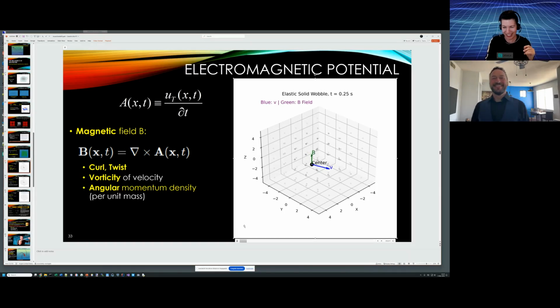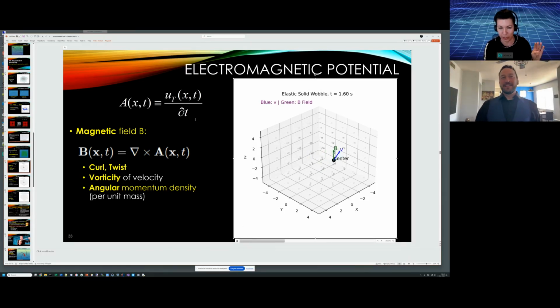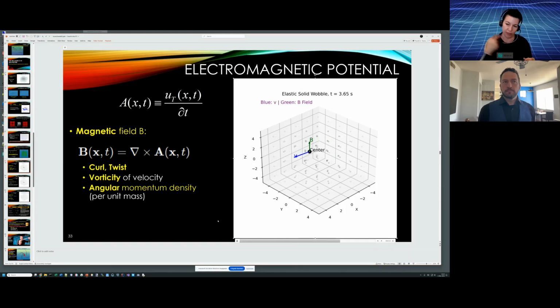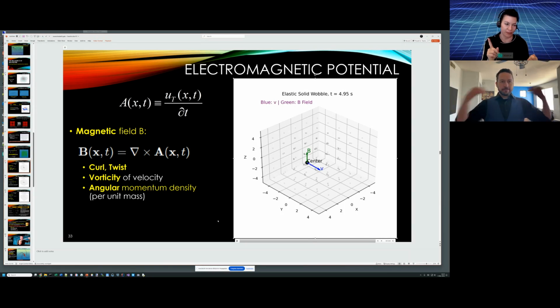So now let's look at our definition. We are saying A is the velocity field, so here we can draw the arrow, the velocity. When we define it that way, the magnetic field is the curl of this. And you can see when we do this, we get a B that's going upwards. So in this model, in the elastic solid, B is basically the curl, the twist, the angular momentum density, the vorticity of velocity. Whenever you have the grid points going around in a hula motion, then you have a B field. That's pretty simple, right?